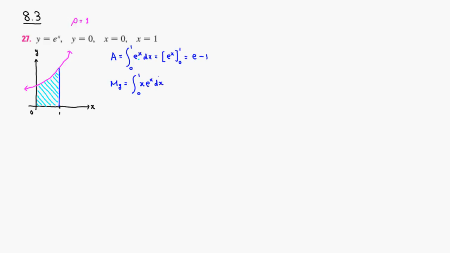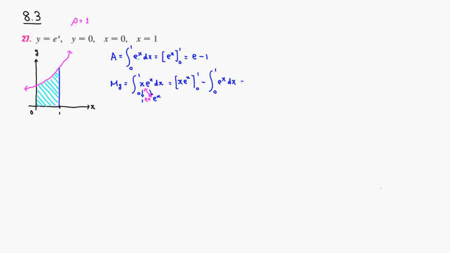For this we need to use integration by parts. Take the derivative of x, you get 1. Take the antiderivative of e to the x, you get e to the x. First we multiply diagonally, so that gets us x times e to the x, going from 0 to 1, minus the integral from 0 to 1. Then we multiply this way, so that's just e to the x with respect to x.